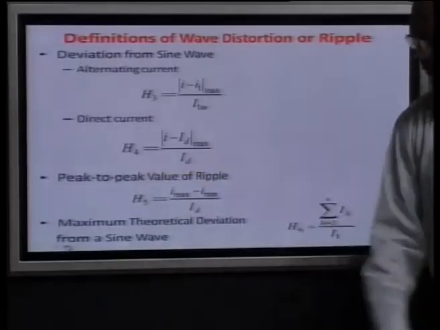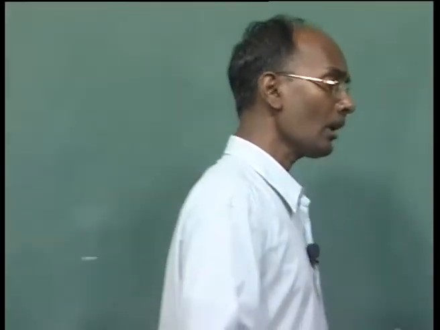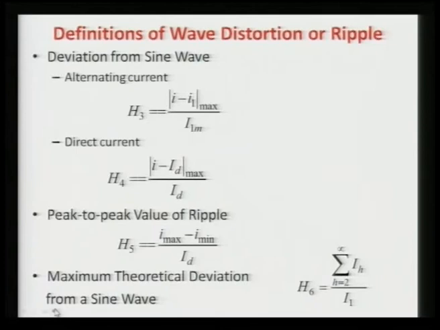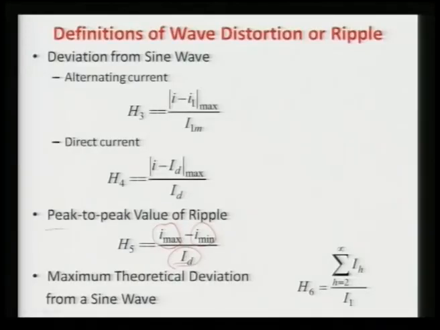Another criterion to define it is the peak to peak, and the peak to peak is very clear here. We are talking about this ripple, I max minus I min, divided by this average value, and this is basically from the DC side, because we are talking about the average here. So the difference between the positive peak and the negative peak is called the peak to peak value of the ripple.